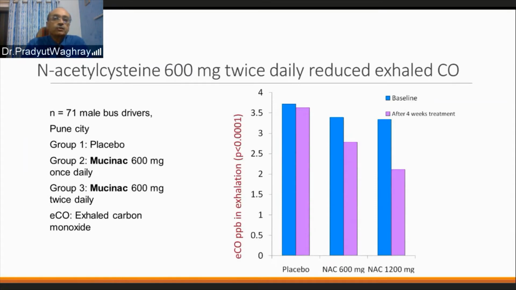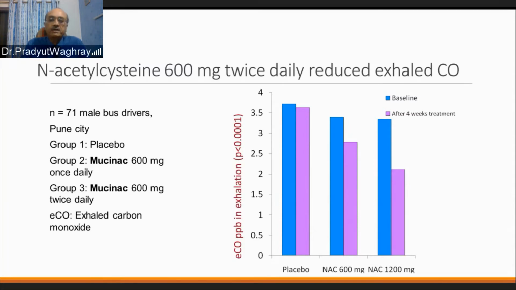This study was done to show how N-acetylcysteine reduced exhaled carbon monoxide, which is itself again a very strong free radical and causes oxidative stress. This study was done in India in bus drivers, where N-acetylcysteine was given once daily and twice daily. So there were 3 groups. Group 1 is the placebo on the left-hand side. The middle one is group 2 with once daily N-acetylcysteine, and group 3 is the twice daily N-acetylcysteine. The blue line is the baseline, and the violet line is after 4 weeks.